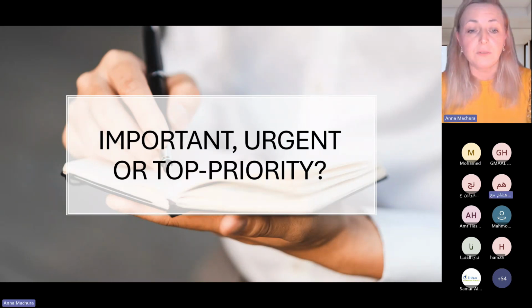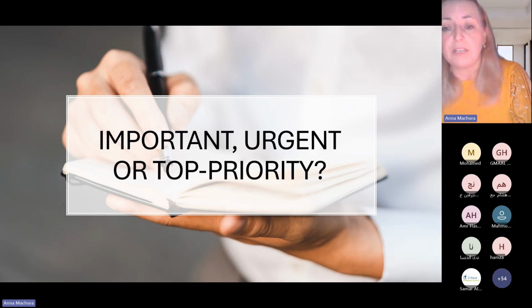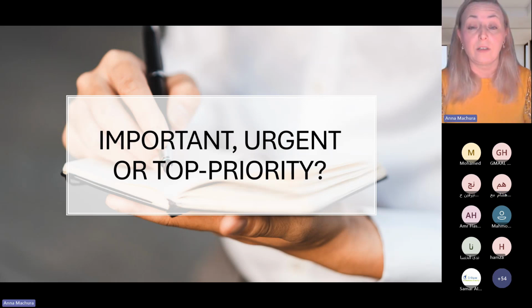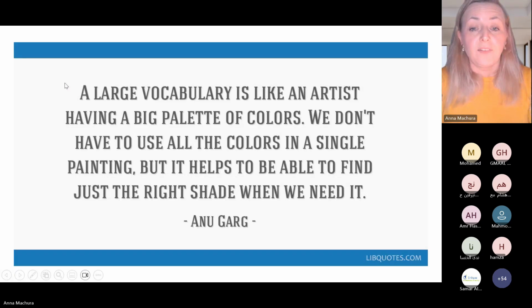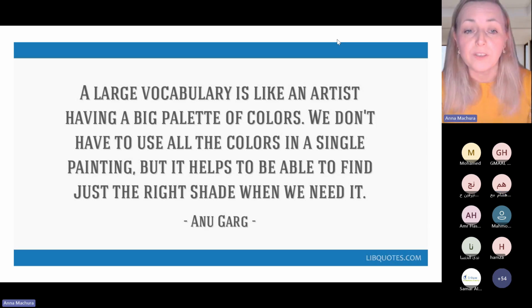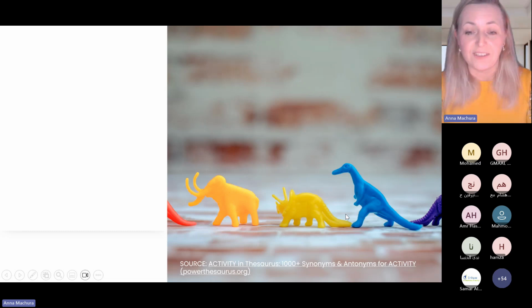Going further, we said it's important to have that vocabulary bank, but it's like important, urgent, or top priority. We're talking about the same thing. You may now make a decision. What words are you going to use? Why do you need to know 3 or 4 options? Because a large vocabulary bank is like an artist having a big palette of colors. We don't have to use all the colors, but it helps to find the right shade when you need it. So it's the context, of course, and the situation.